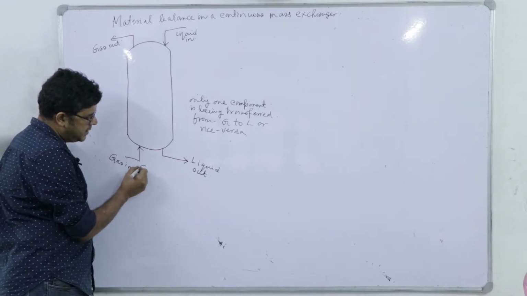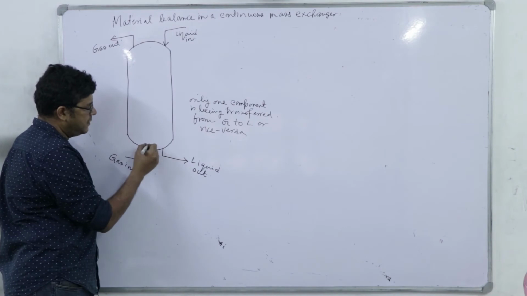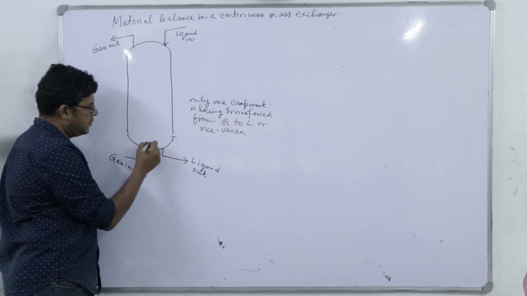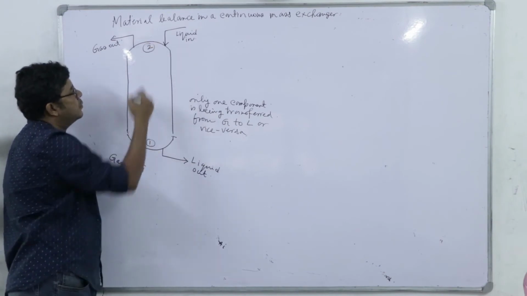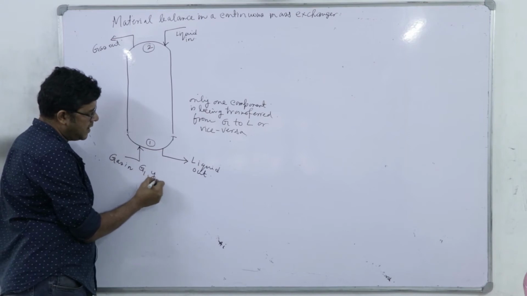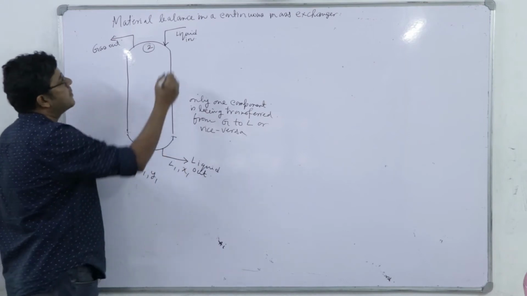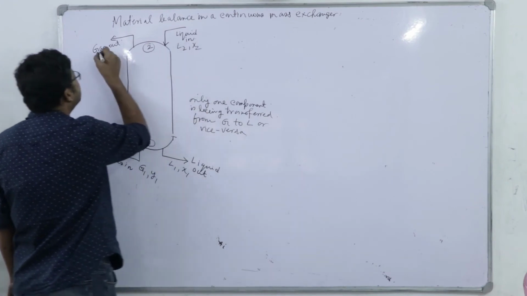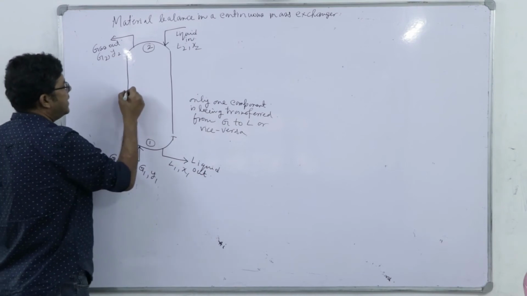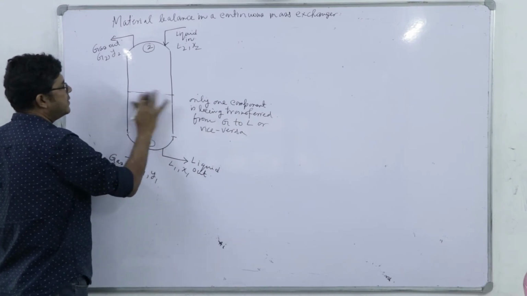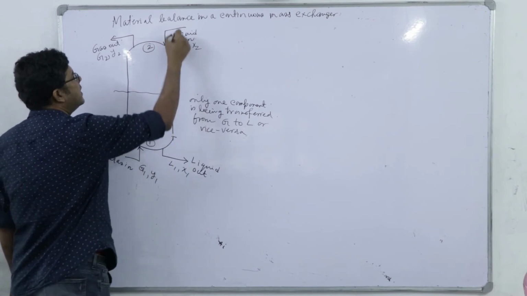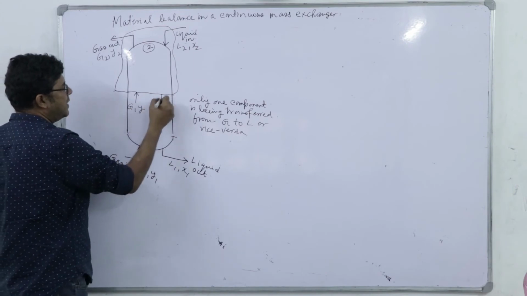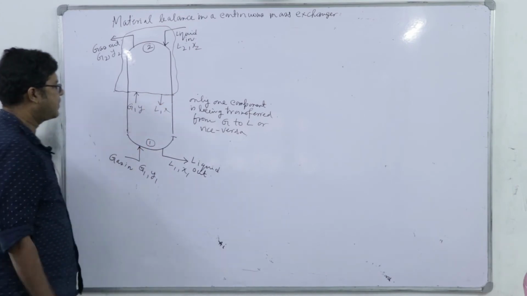Let us write this side is 1, this side is 2. So, it is G1, Y1, this is L1, X1. So, this is L2, X2, this is G2, Y2, and for any intermediate section, let us draw an envelope like this. So, here it is G, Y, here it is L, X, right.